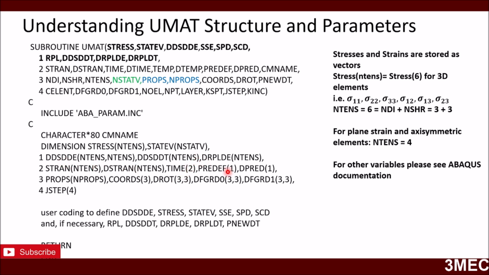There are some other variables which you can use. dstrain is the strain increment, strain is the total strain, and time is again an array of 2. Time 1 is the step time, and time 2 is the total time if you have multiple steps, so it can also store the total time. dtime is the time increment, temp is the total temperature, dtemp is the temperature increment, and so on. All these variables are explained in the ABAQUS documentation, so you can have a look if you want to use any of them.